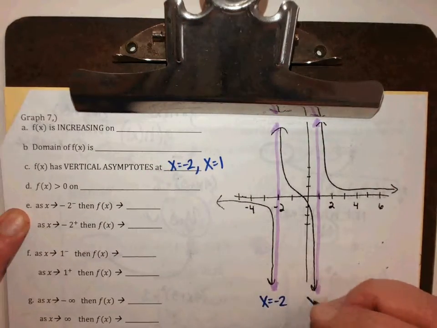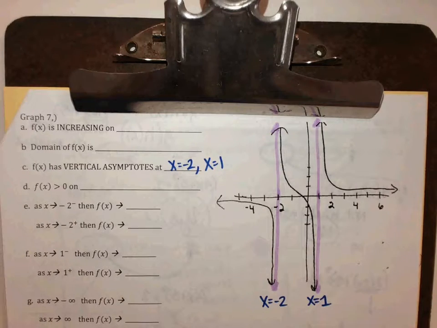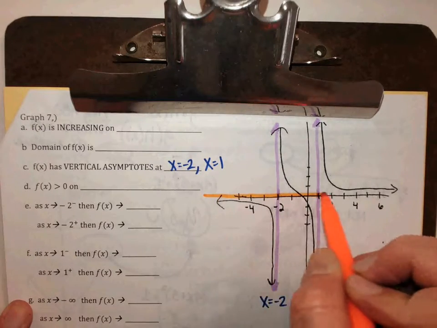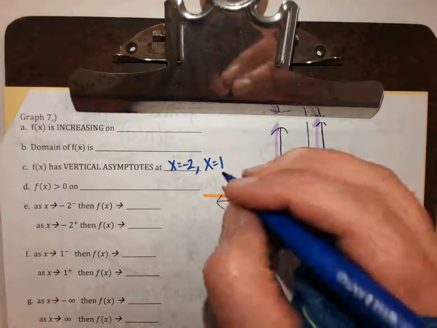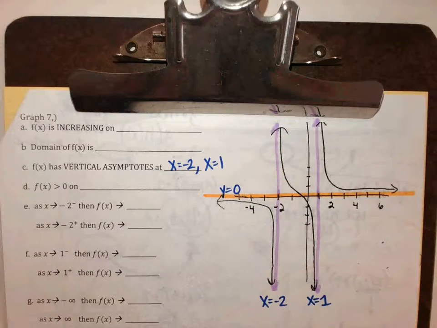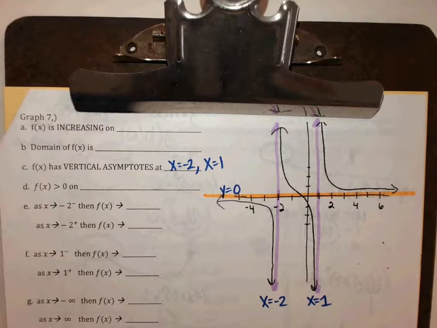1 here, 1 here. Now, somebody said there are 3 asymptotes altogether. That's correct. What other type of asymptote is there? Horizontal, very good. So if you want to draw that one in, there's also a horizontal asymptote at y equals 0 since it's the x-axis. Okay? Now look at your graph. Let's see its domain. We're going to do that first.